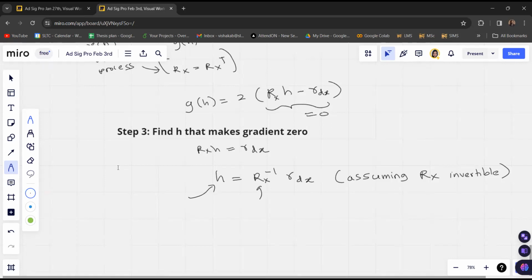If I know this value and this value, I can find the optimal value of h. For me to know the value of this autocorrelation, I need to know the input signal, right? If you know the input signal, you can find the autocorrelation matrix here. The autocorrelation matrix is something you want to know here.